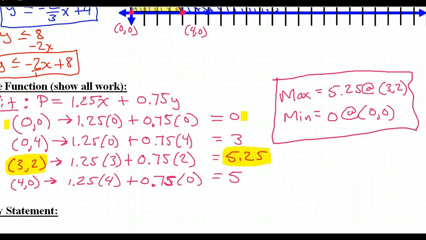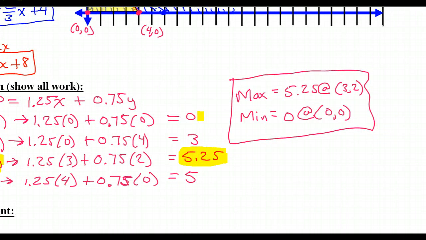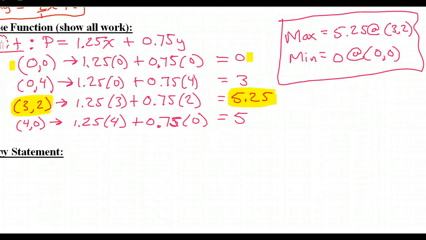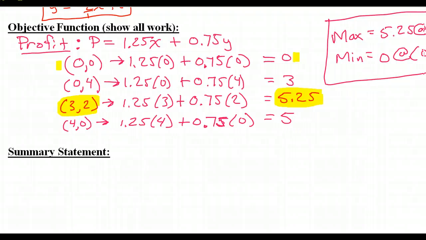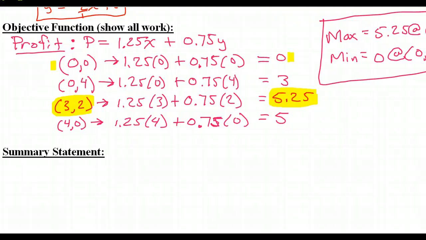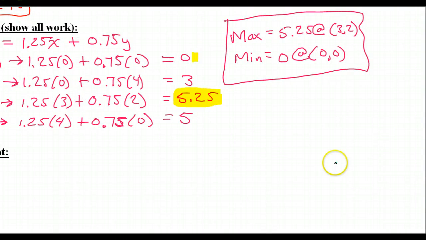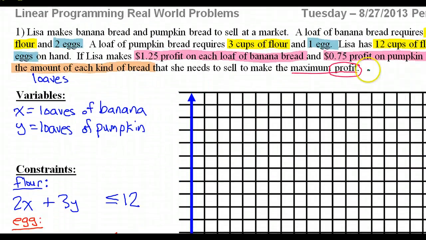Now, this was a real world problem, all these words. So in the end, you have to get back into sentences. We have to translate this back into banana bread and pumpkin bread. So that's what the summary statement's all about. Remember, if we look back at our variables, x was the number of loaves of banana bread and y was loaves of pumpkin bread.